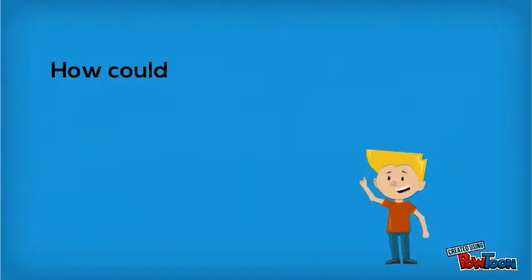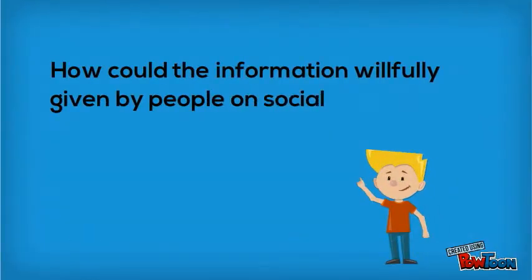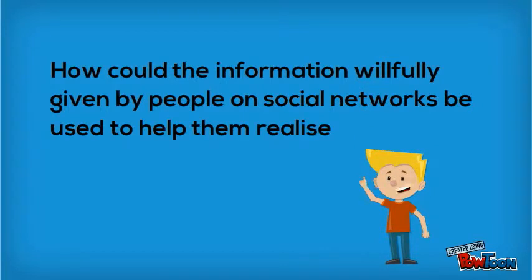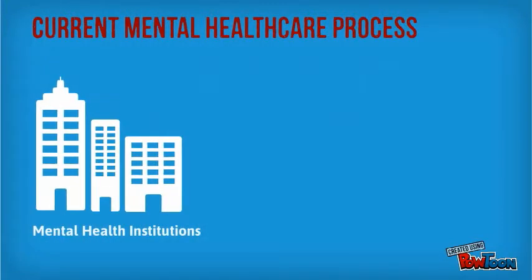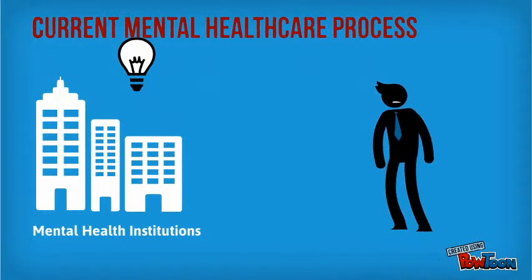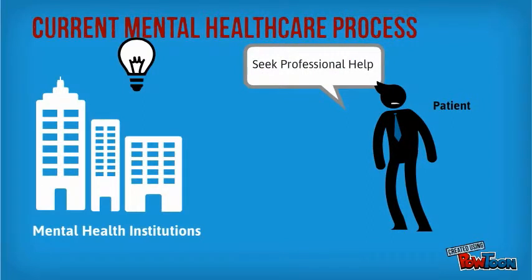So we thought, how could the information willfully given by people on social networks be used to help them realize their own emotional state? We looked at current interventions that were provided by the mental health institutions, and while there are a series of treatment options available, the burden typically falls entirely on the individual to seek out professional help.